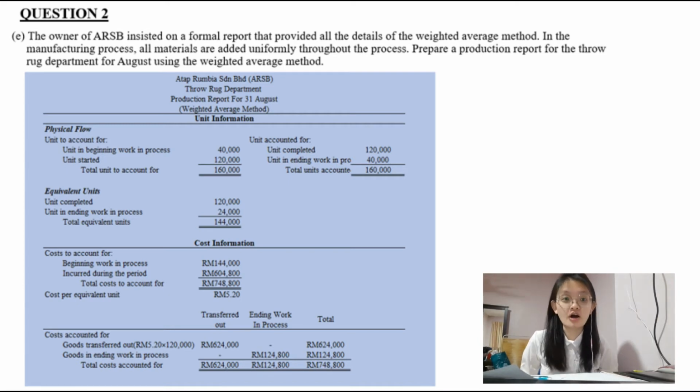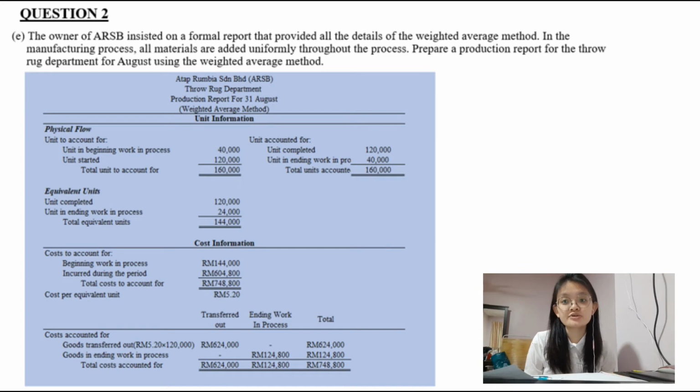Now we will move to the cost information, where we need to add together the cost in beginning work in process of 144,000 plus the cost incurred during the period of 604,800 ringgit. After we add it together, it will be equal to 748,800 ringgit. After we calculate the total cost, we will need to calculate our cost per equivalent unit also.